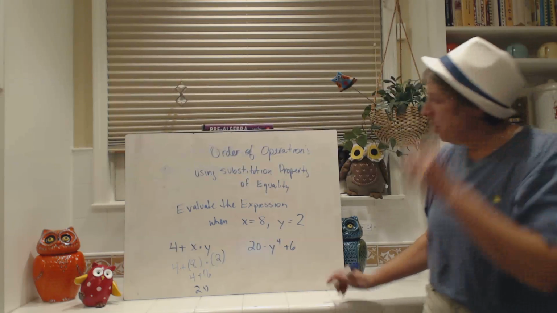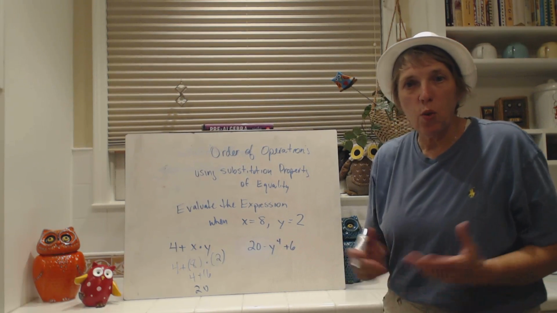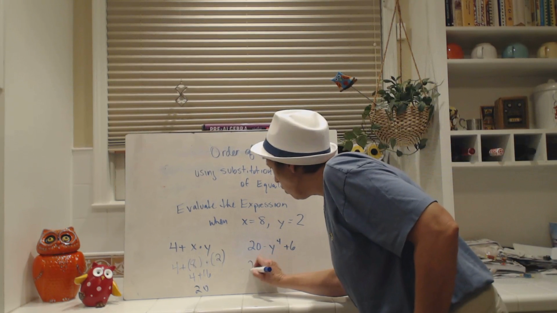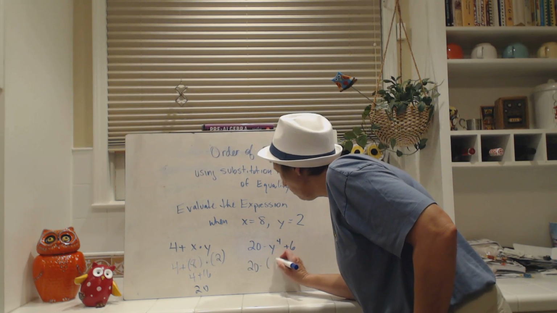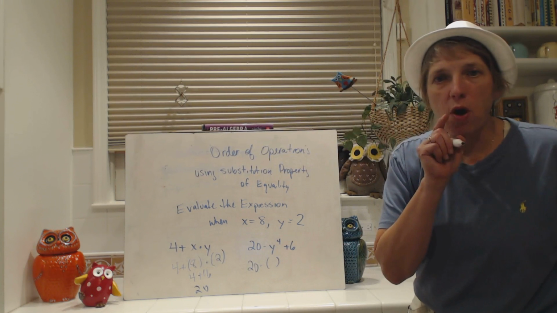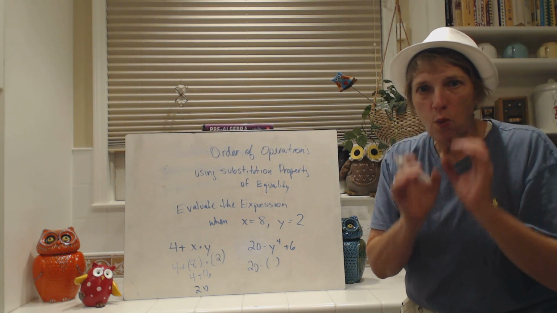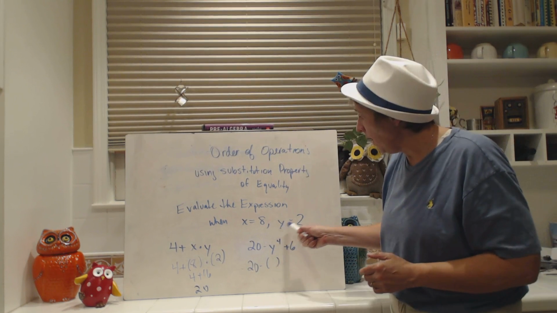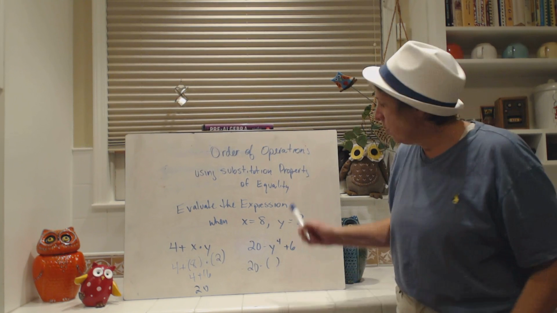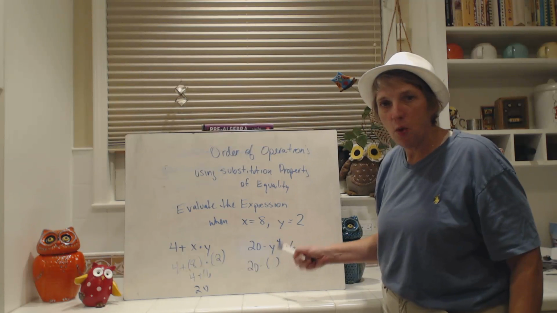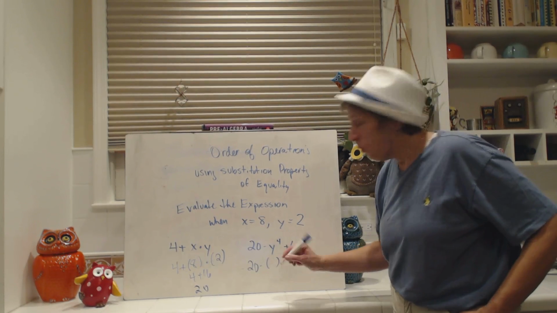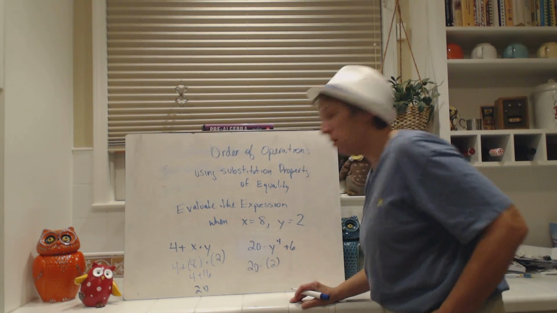Okay, let's do this one. Very important. What do we got? We only have a y here, but it's y to the 4th power. Now watch what we do. We go 20 minus, we put parentheses for the y, not y to the 4th power. The only thing that y equals is 2. 2 doesn't equal y to the 4th. 2 equals y. So we put parentheses where the y would be.